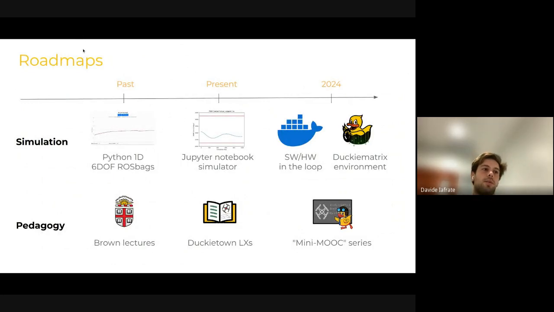So this is what we currently have now, and I want to show you a roadmap of what we did in the past and where we're going in the future. We have 2 aspects that we are evolving rapidly. So it's the simulation, which in the past used simple Python 1D simulators and ROS specs. Currently runs inside the Jupyter notebook. But in the coming year, we want to transition to this Tachymatrix simulator, which is a photorealistic simulator based on Unity that will allow us through Dockerization to also have software and hardware in the loop.